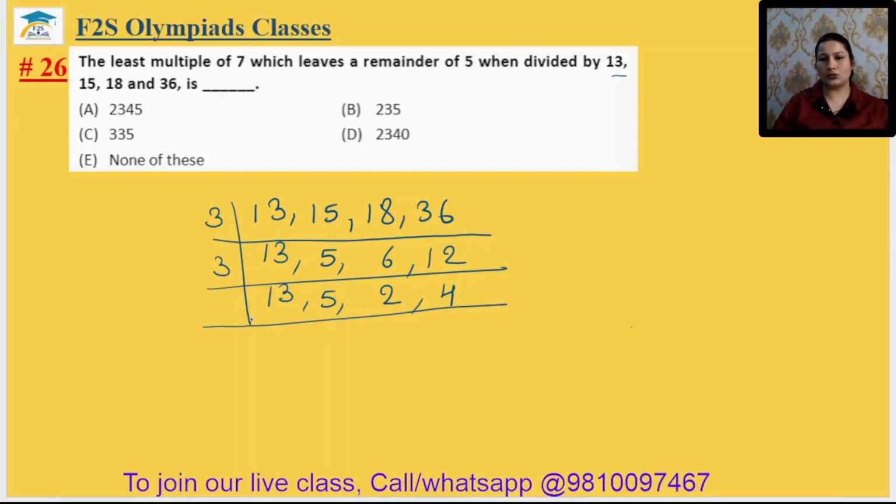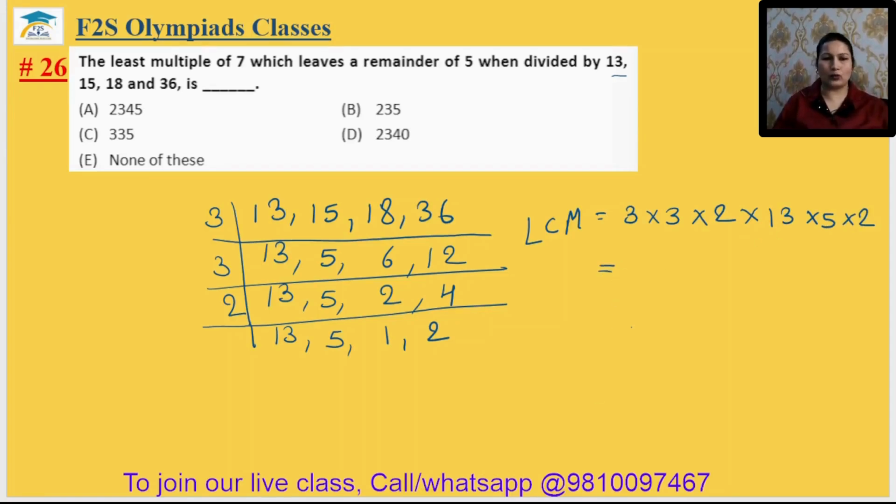Now we can take 2 as the common factor. 13, 5, 1 and 2. Now these are the co-prime numbers. So LCM equals 3 multiplied by 3 multiplied by 2 multiplied by 13 multiplied by 5 and multiplied by 2. So find the product of these numbers. 3 3s are 9, 9 2s are 18, 18 multiplied by 13, 234, 234 and multiply by 10, 2340, 2340.